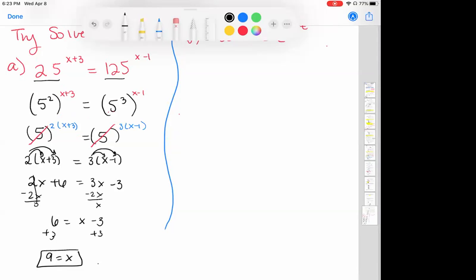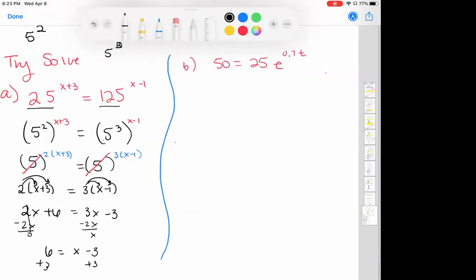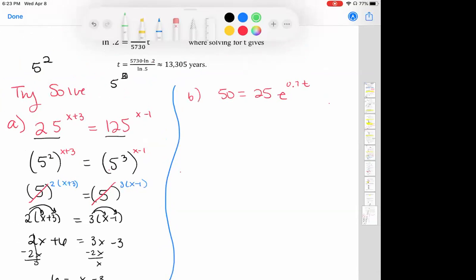All right, let's continue with B. Now remember our whole plan is to get ln of e. So before I can apply an ln, I need to move that 25. So let's divide by 25. So that can be gone and I can place ln comfortably next to e. And so 50 divided by 25, we get 2. So we have 2 is equal to e raised to the 0.7t.